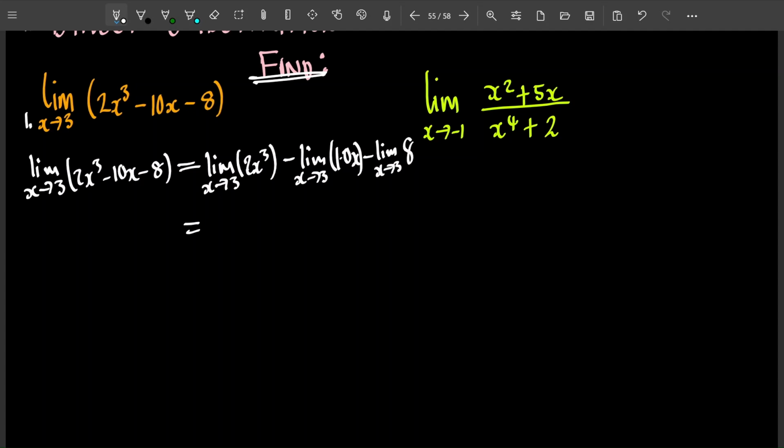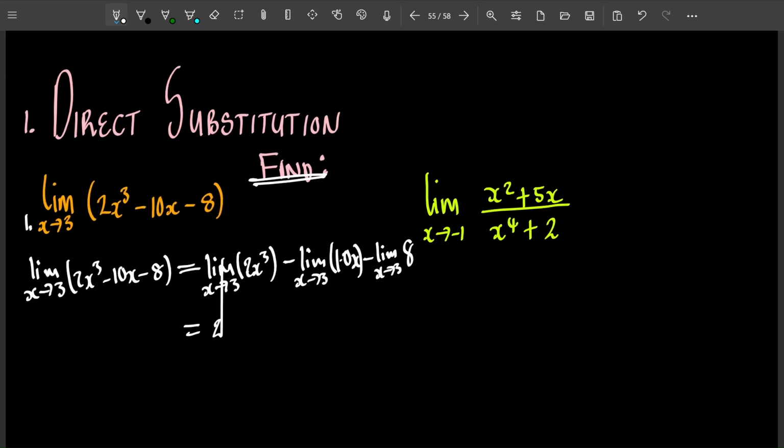Okay, I know that for the limit as you approach a value of x, you just feed the value into your variable. So I'm going to feed 3 into this x. My solution will be 2 here. I'm going to feed, okay, 3 into this x.